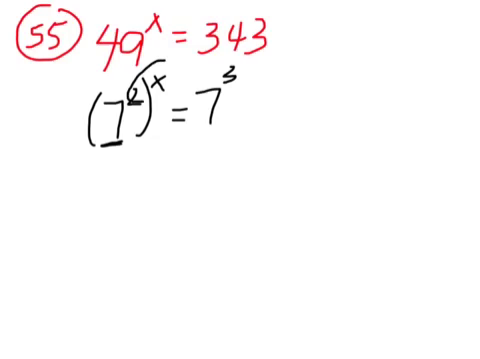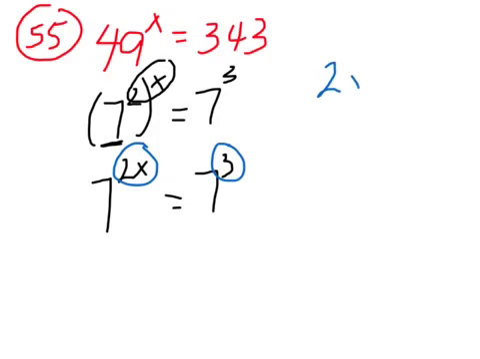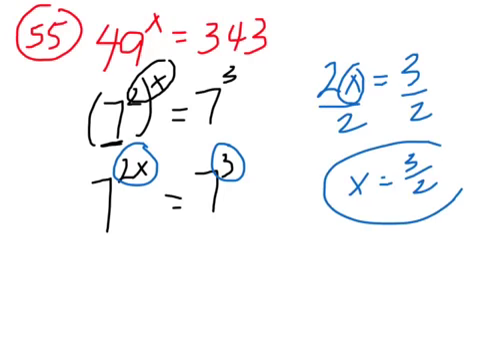So now our exponent rules say a power to a power, we would multiply. We would get 7 to the 2x power is equal to 7 cubed. If these two quantities are equal, since they have the same base of 7, that must mean these two exponents have to be equal. So we come off to the side and solve for x. If I want to get x by itself, I divide by 2. Oh, I get x equals 3/2. That's my answer right there.